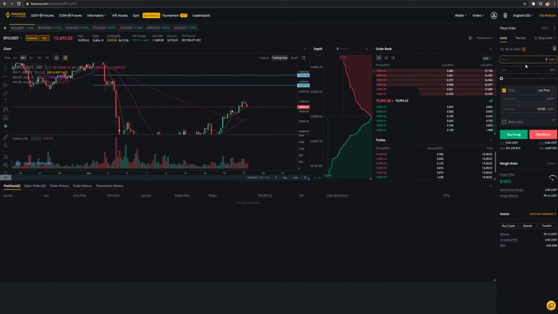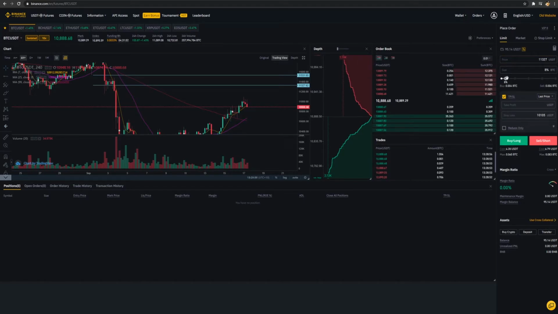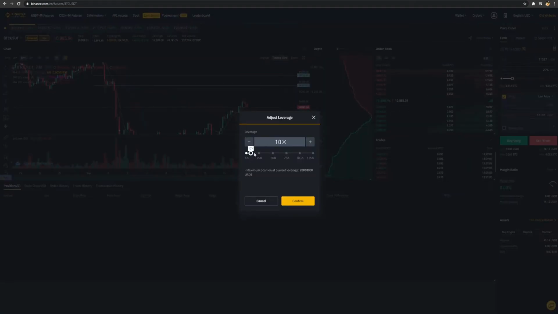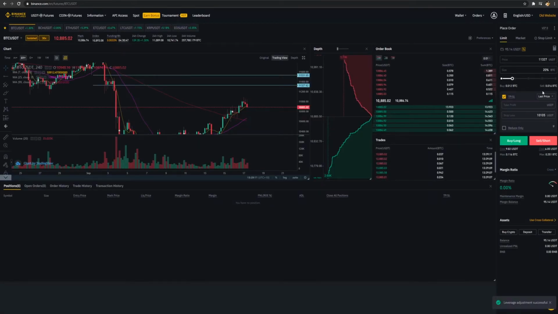We want to sell short at 11.327. All right, we want to set 20% of our account on that price. We'll say that's how much we're selling, 0.016 of a Bitcoin, isolated at 10x. Okay, if we bring up our slider to 30%, this number should change.